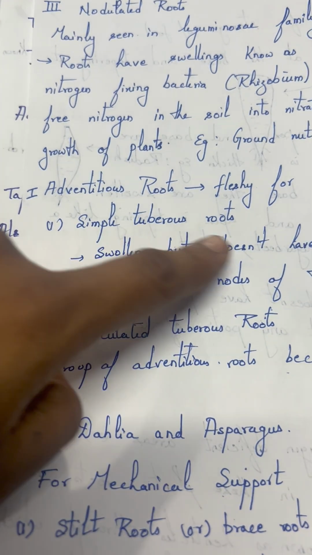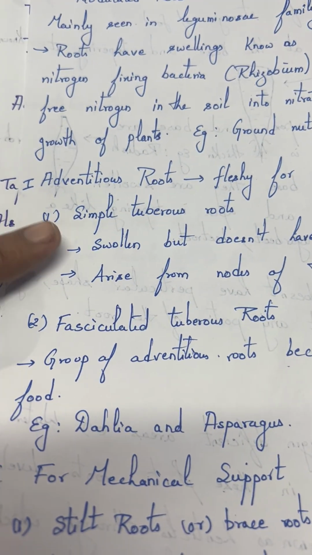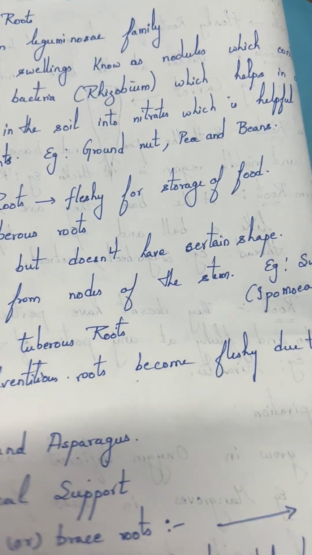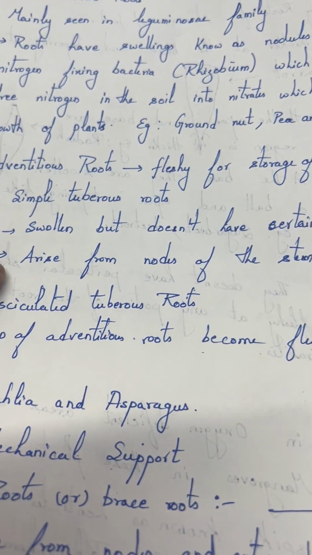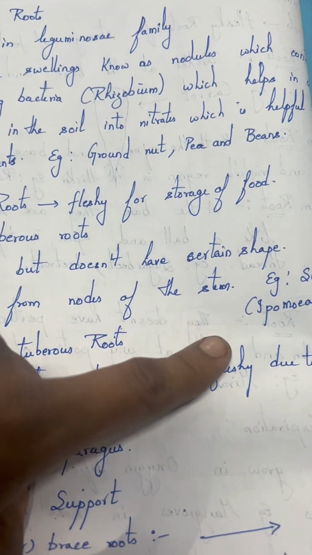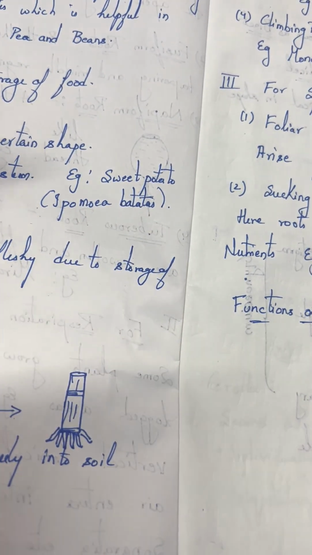First one is simple tuberous roots and next one is fasciculated tuberous roots. First, simple tuberous roots: swollen in nature but they don't have a certain shape. They arise from the nodes of the stems. Example, sweet potato. It doesn't have any shape, right?